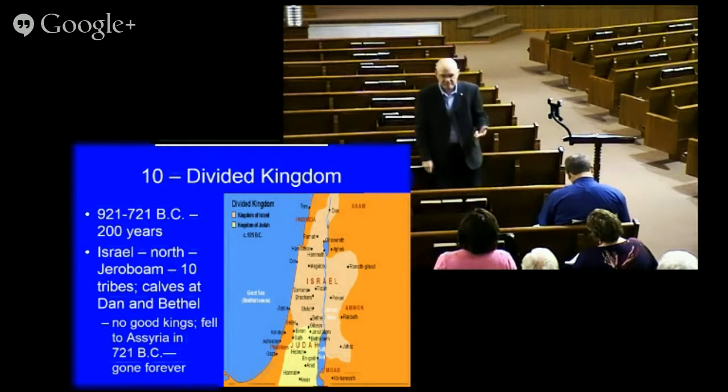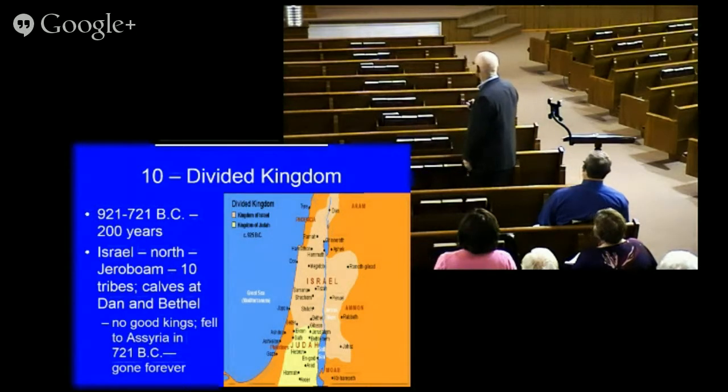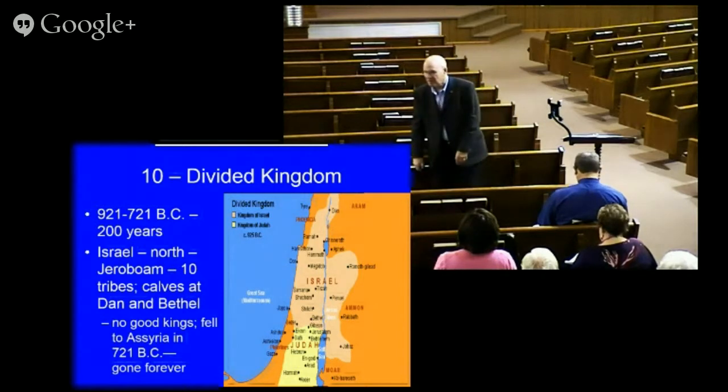Jeroboam was the first king. 10 tribes in the north. He sets up calves at Dan and at Bethel. Dan way up in the north part of the country. Bethel just across in the bottom south part of the nation of Israel.